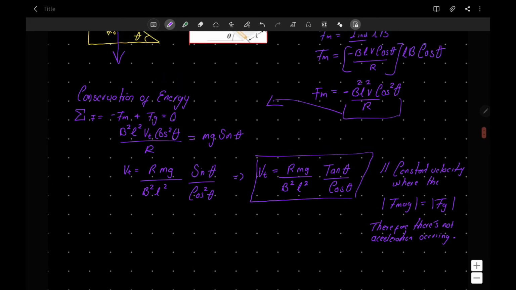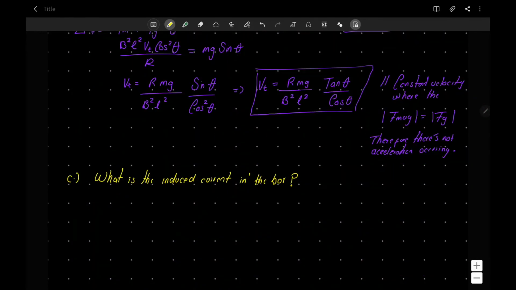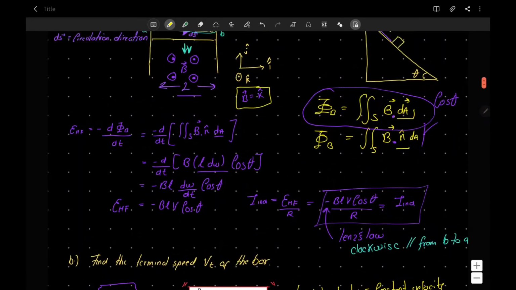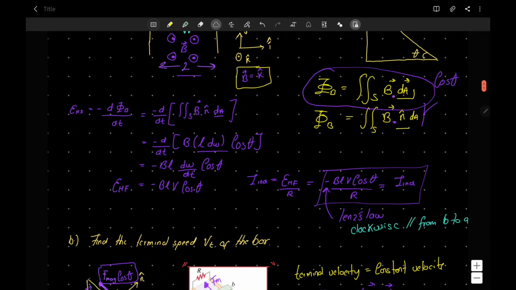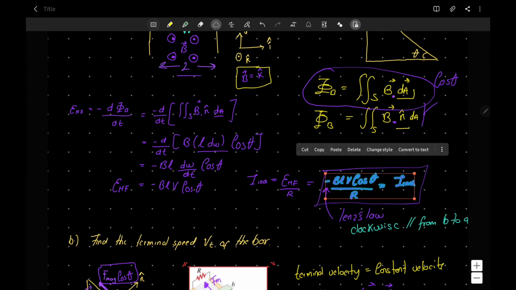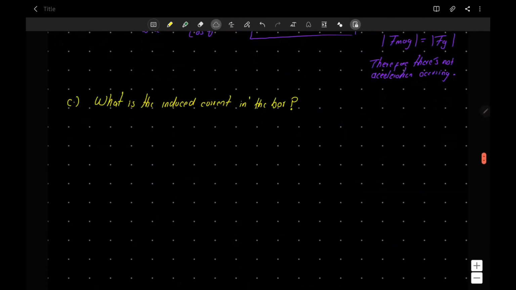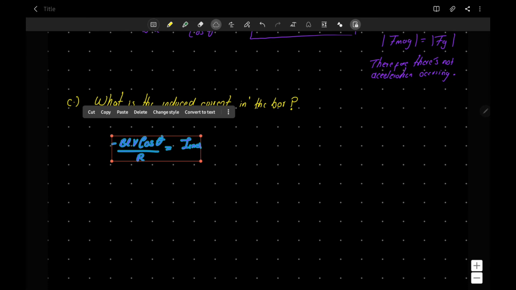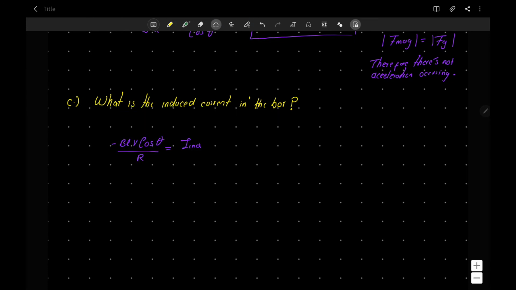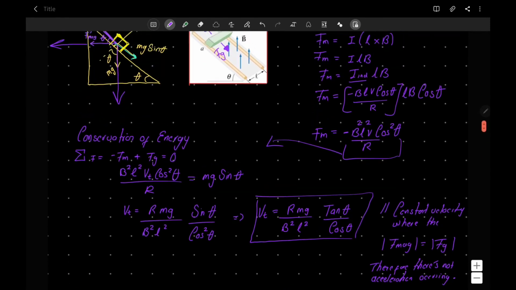Now let's focus on the C question. In the C question they are asking us to find the induced current, but we already did that. So here is the induced current. Okay, so there is the induced current. That's the magnitude of the induced current that is going in the clockwise direction. I already replaced the induced current here, as you can see.